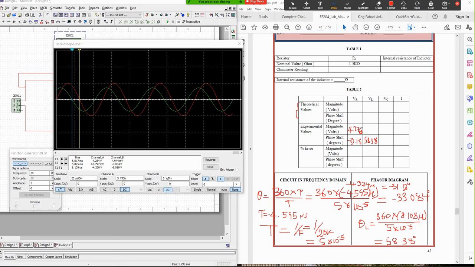How to find the magnitude? Then we have to shift our signal. We have to shift our horizontal line so that you can get the magnitude. We have about 3.6 in channel B. We are always considering channel B. Then you come and record it. We have 3.6.